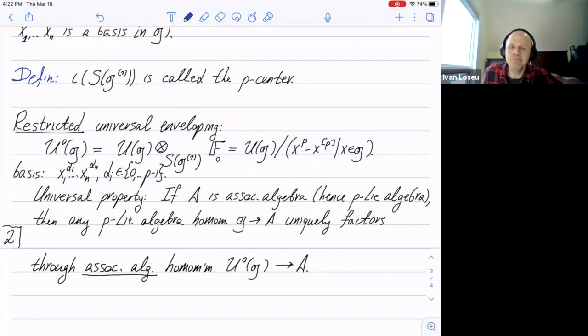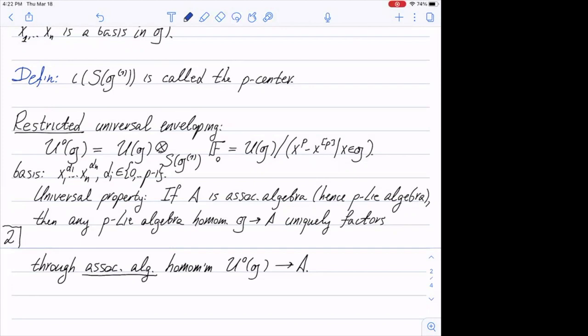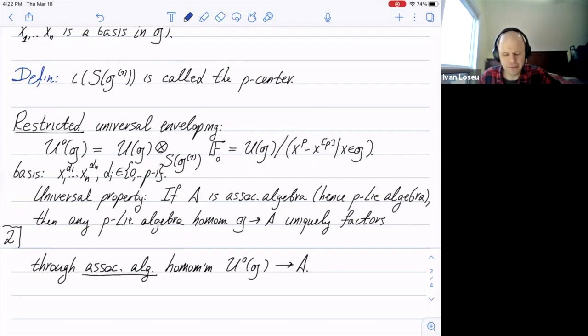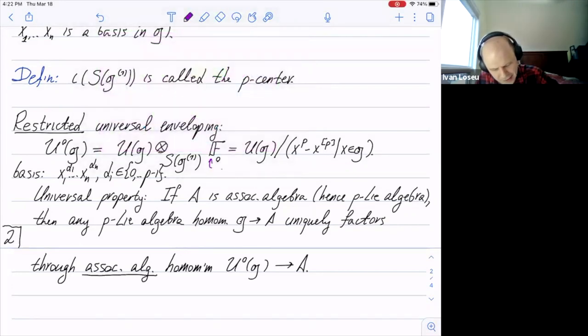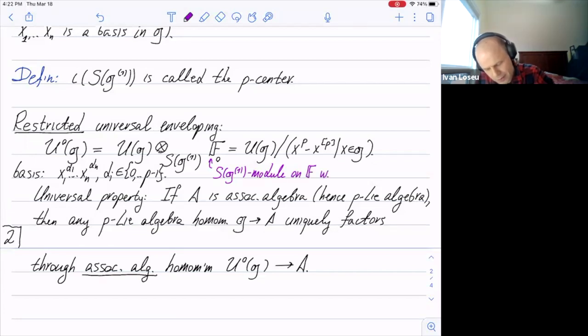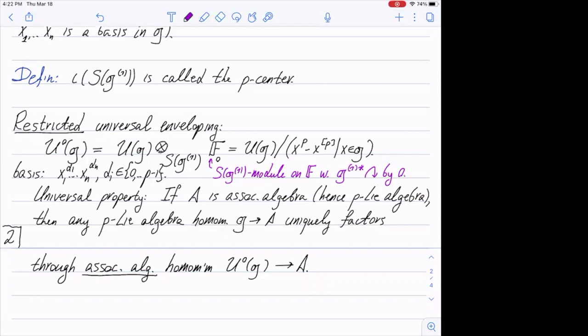Are there questions? What's F0? F0 is a module, as G1 module, on F with G1 dual acting by zero. Okay? Yes, thanks.